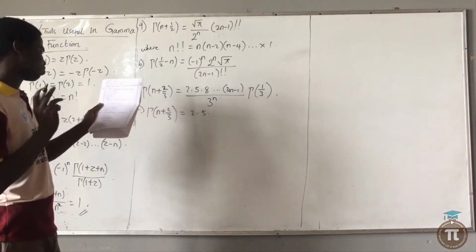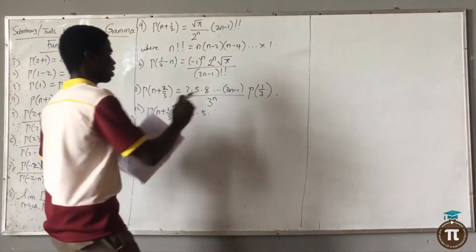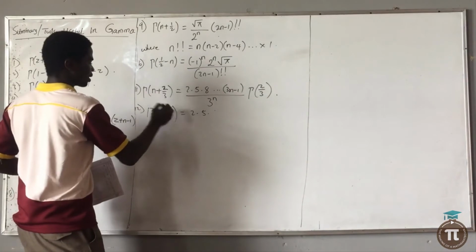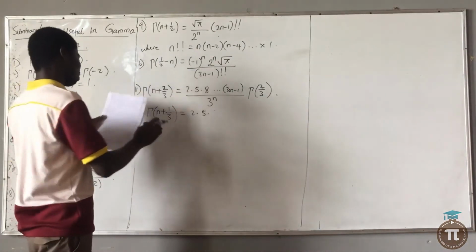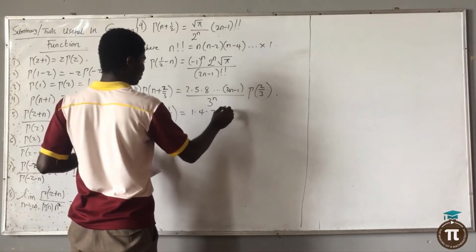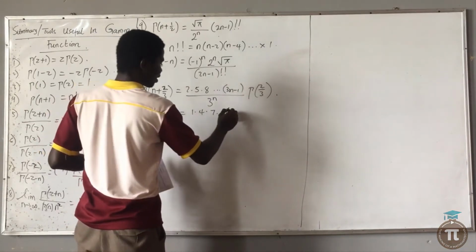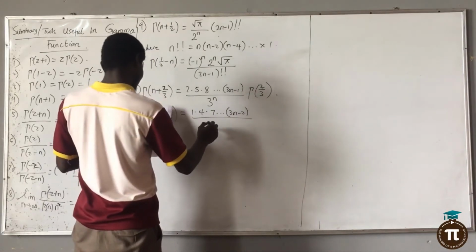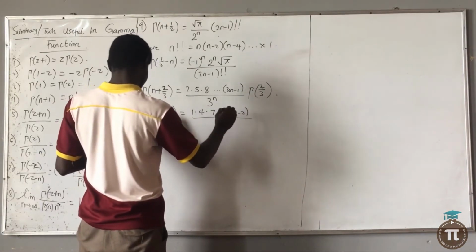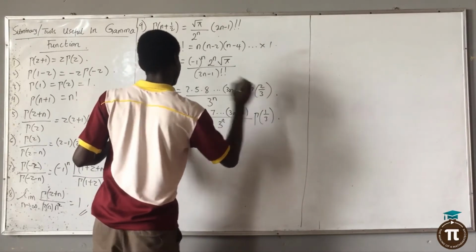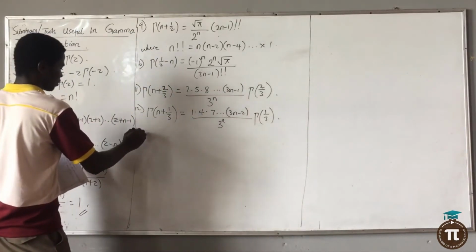This one is gamma of n plus 2 over 3, and this one will also be 2 over 3. Now, let me write for 1 over 3. Gamma of n plus 1 over 3. This one will give me actually 1 multiplied by 4 multiplied by 7, and it goes on to 3n minus 2 all over 3 raised to the power of n, then gamma of 1 over 3. That's what we have.